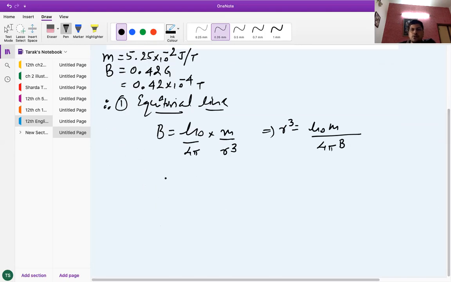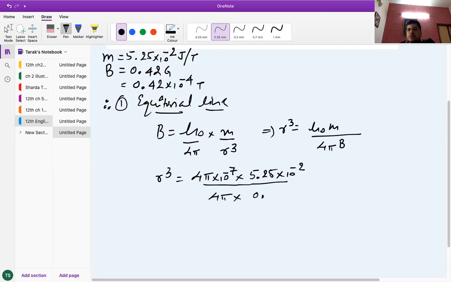So now I am putting all those data. r cube equals mu 0's value, 4 pi × 10^-7, times the magnetic dipole moment 5.25 × 10^-2, divided by 4 pi, and the magnetic field is 0.42 × 10^-4. First of all, 4 pi cancels out. 10^-4 going in the numerator becomes plus 4. Plus 4 and minus 2 is plus 2. Plus 2 and minus 7 is minus 5. Then 5.25 divided by 0.42.